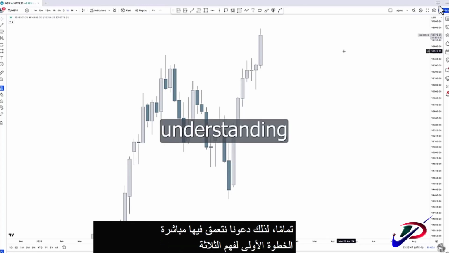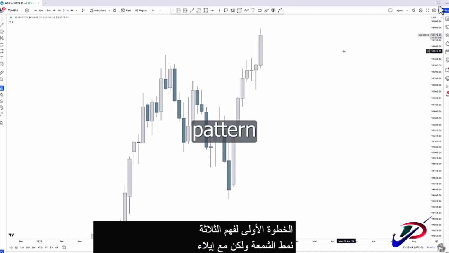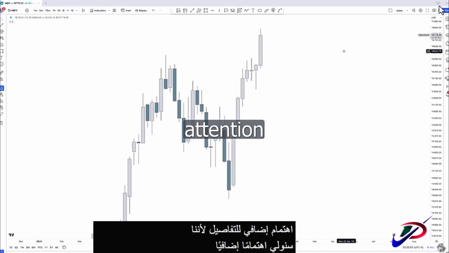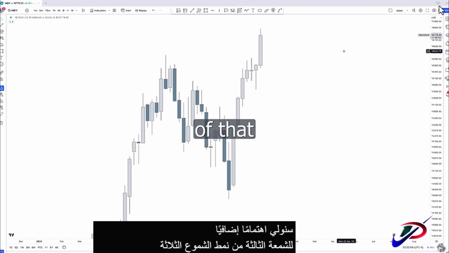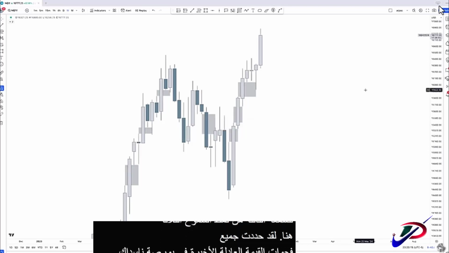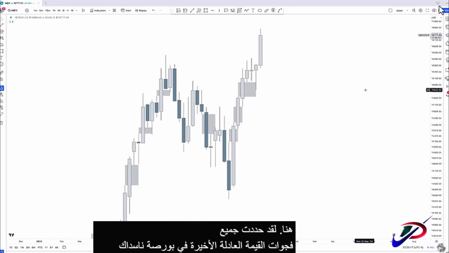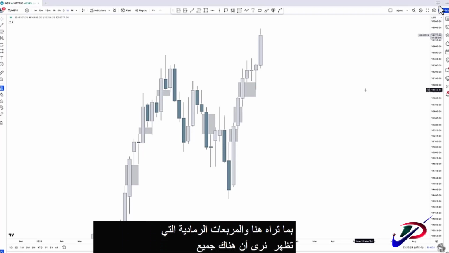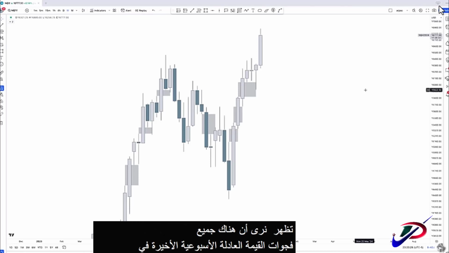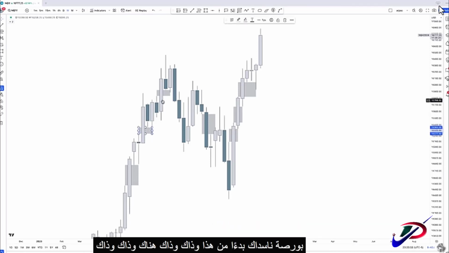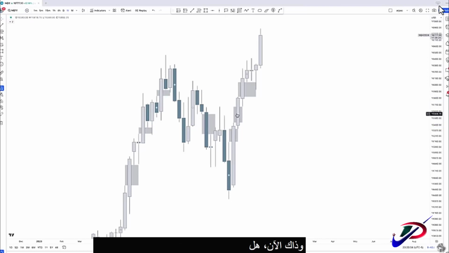First step, understanding the 3-candle pattern, but paying extra attention to details, because we are going to pay extra attention to the 3rd candle of that 3-candle pattern. Right here, I have marked out all the recent fair value gaps on Nasdaq. What you're seeing here and the gray boxes you are seeing right there are all the recent weekly fair value gaps on Nasdaq. Starting with this one, and that one right there, that one, that one, that one, and that one.